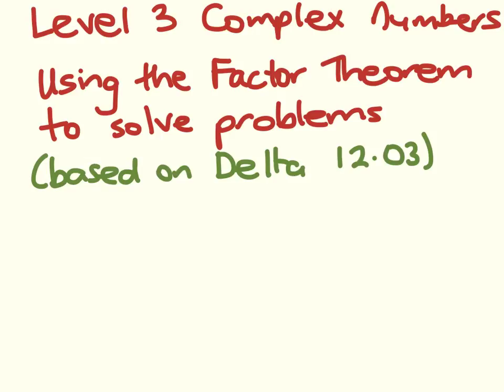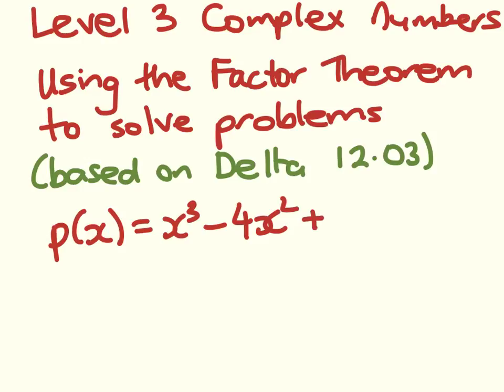It's based on New Delta, chapter 1203. I'm doing one example out of the book and one that I've made up. Suppose that we were starting with the following polynomial: x cubed minus 4x squared plus x plus 6. And we're asked to factorise that fully.